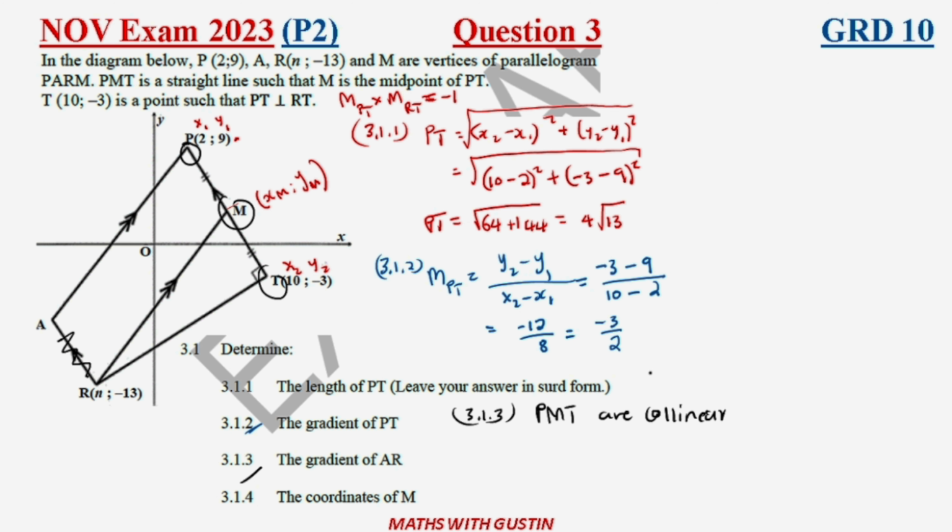Therefore, if they have the same gradient and they're asking us to find the gradient of AR, remember here you don't have the coordinates of A. No, I'm saying it in the wrong way. It's not collinear yet, but these points, they are collinear. Yes, this is fine. They are collinear, but I don't think we're going to use that one here yet.